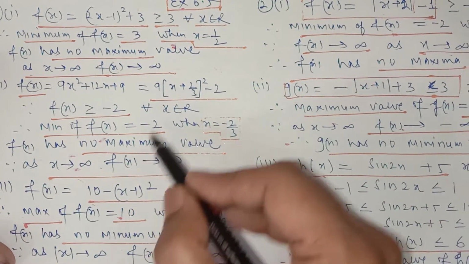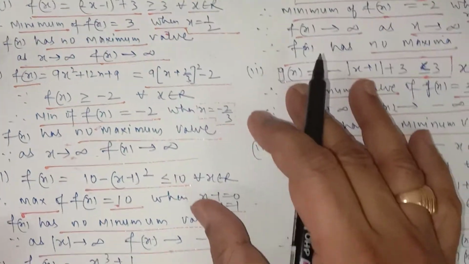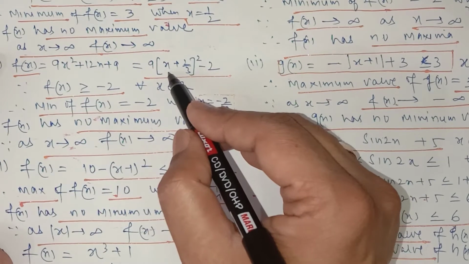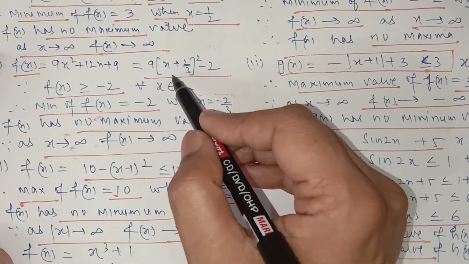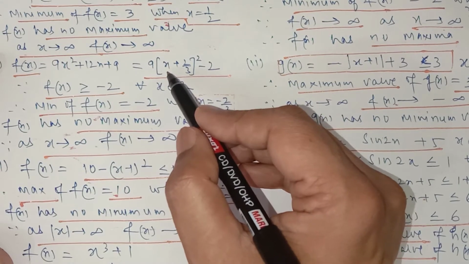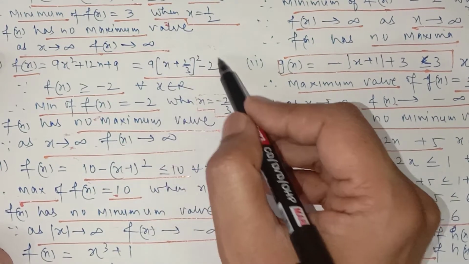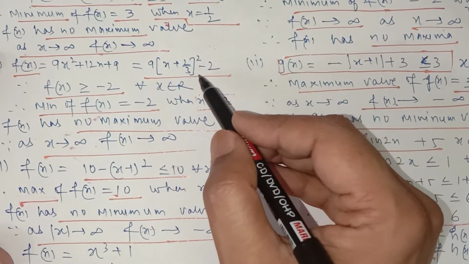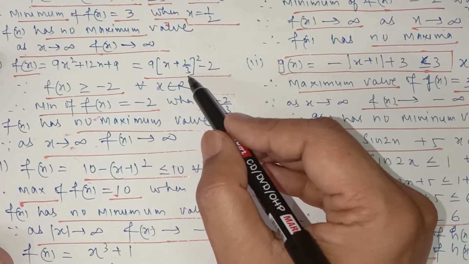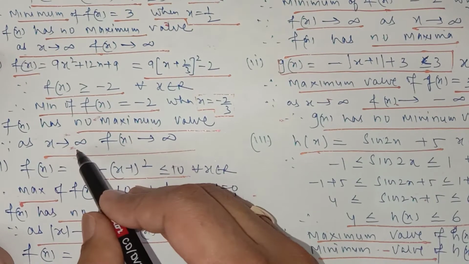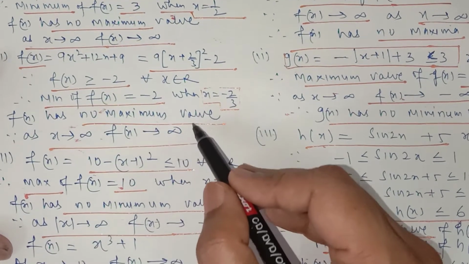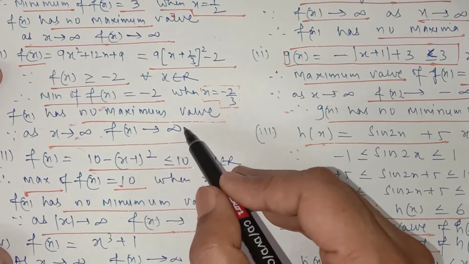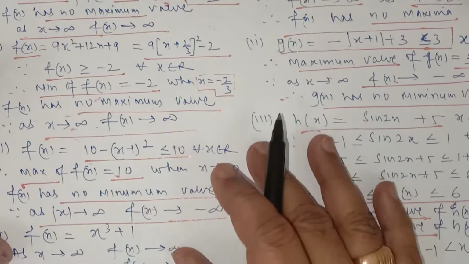Now what about the maximum value? As we go on increasing the value of x, the value of this perfect square will go on increasing, and as x goes to infinity, the value of this function goes to infinity. So therefore this function has no maxima or maximum value.